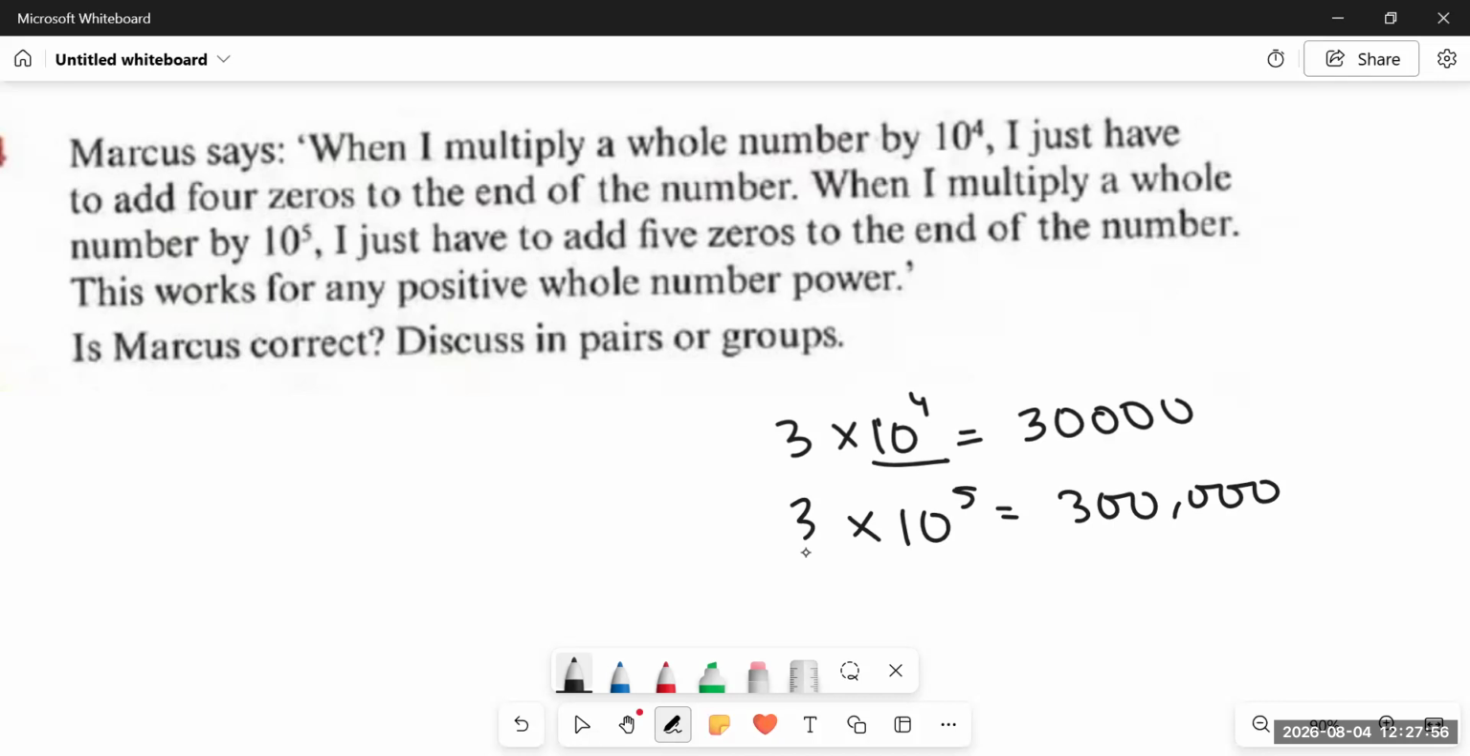And that's absolutely correct. Yes, Marcus is correct. Whatever whole number power you take for 10 and multiply it with 3 or any other number, you simply have to add that number of zeros to the given number. Okay?